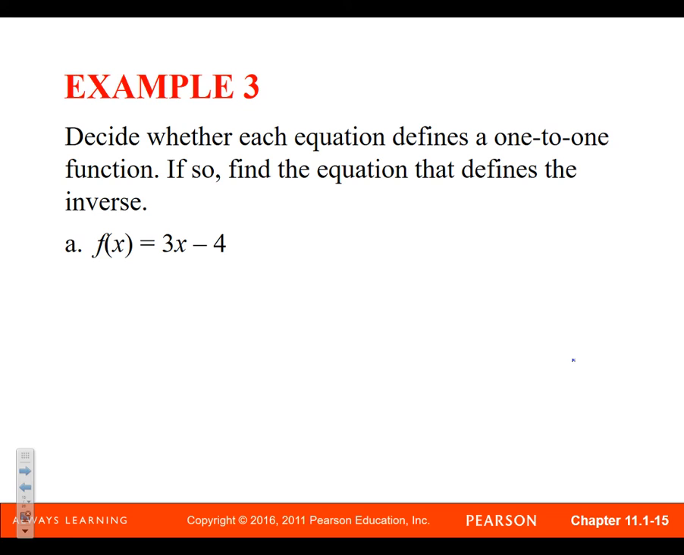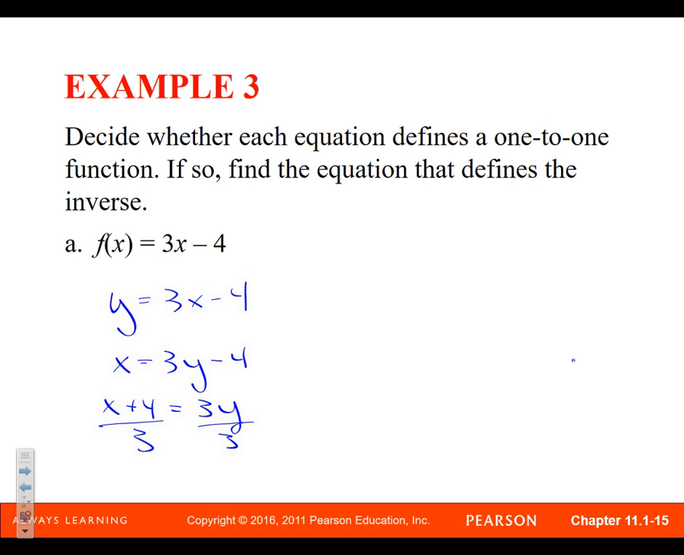So here's how I do that. I'm going to take this f of x and write it as y equals 3x minus 4. My next step is to swap x and y. So x equals 3y minus 4. Then I'm going to solve it for y again. So x plus 4 is equal to 3y. Divide everything by 3. Therefore, y is equal to x plus 4 over 3. Final step, f inverse of x is equal to x plus 4 over 3. Oops, sorry, that's not a 4. There it is.